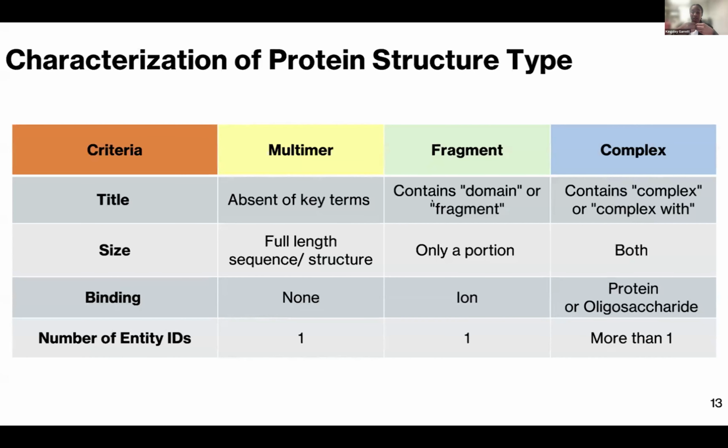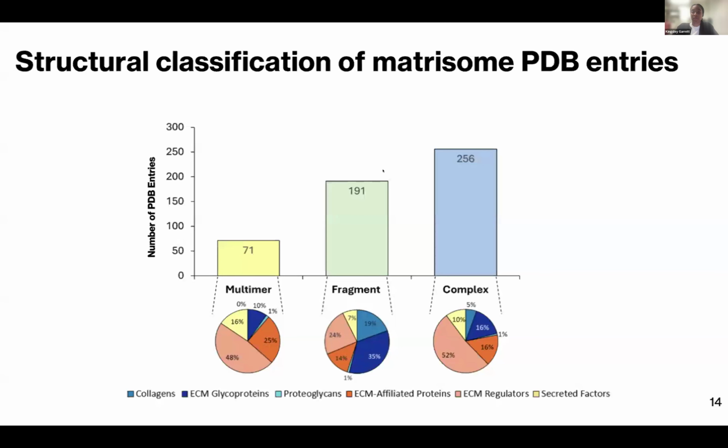And so finally, our last criteria that we were looking at was the number of entity IDs. Since multimers and fragments stood alone, they only had one entity ID describing the molecule that was being shown. But for a complex, since it was multiple molecules bound together, it's going to have multiple entity IDs to describe each molecule, describing its sequence length and things of that nature.